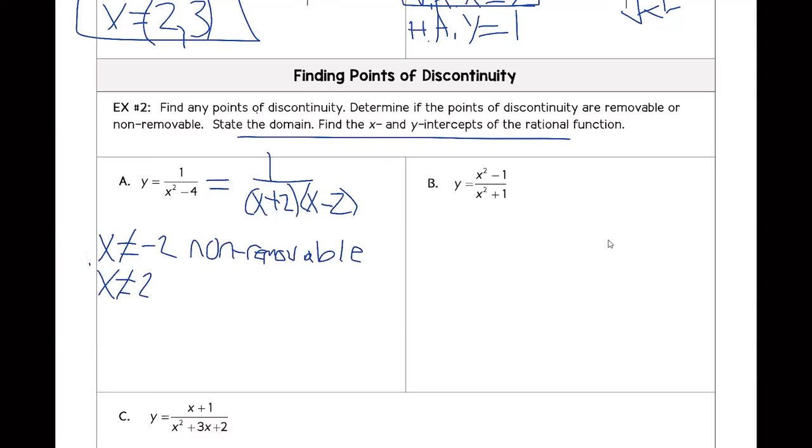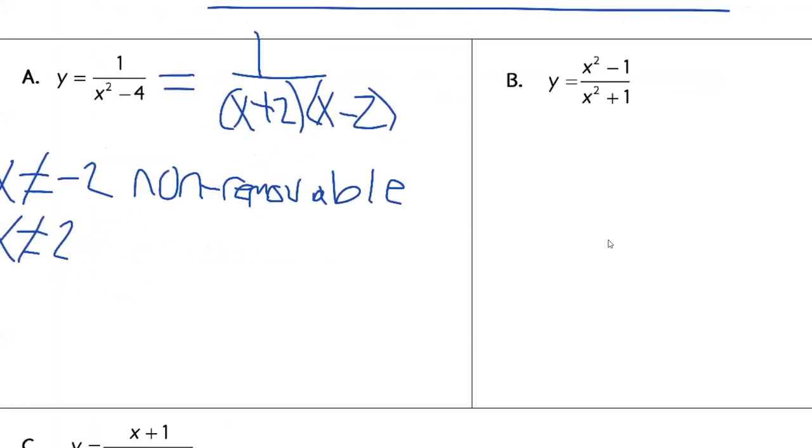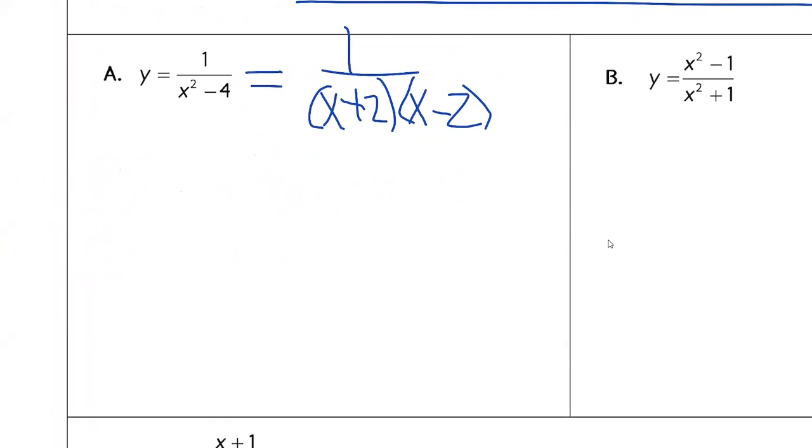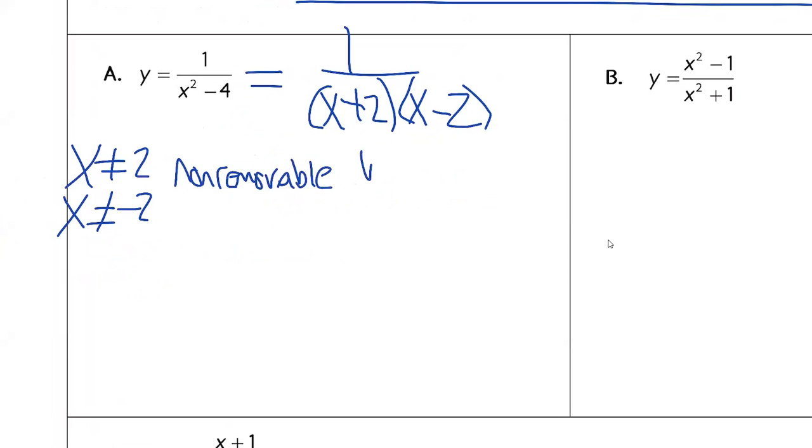So sorry, I know I'm writing this a little bit sloppy. Let me rewrite this a little bit smaller just because there's other things we need to do. So since they're non-removable, that means we're going to have a vertical asymptote at both of these values. Sorry, that's supposed to be an equal sign. It kind of looks like a not equals.